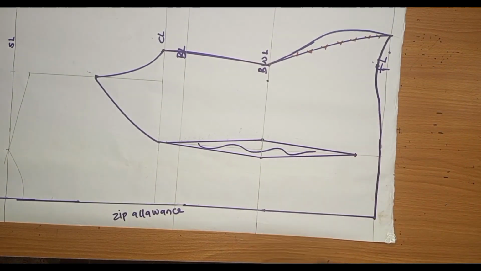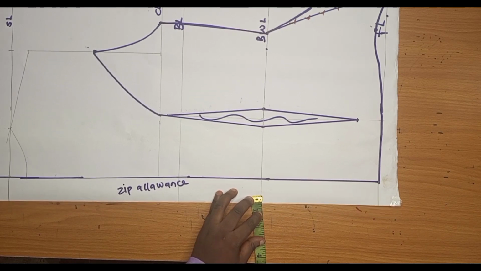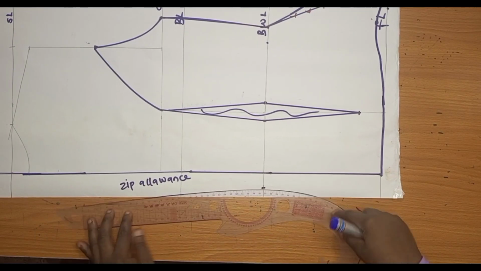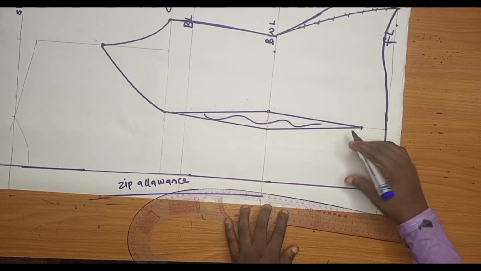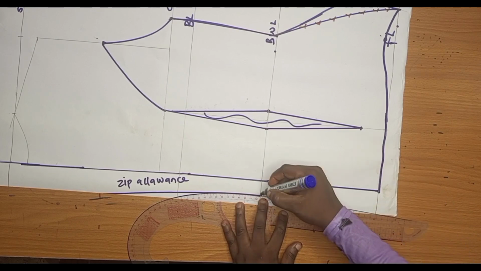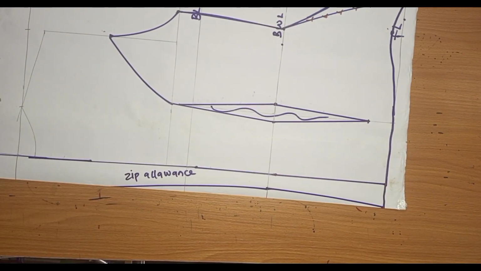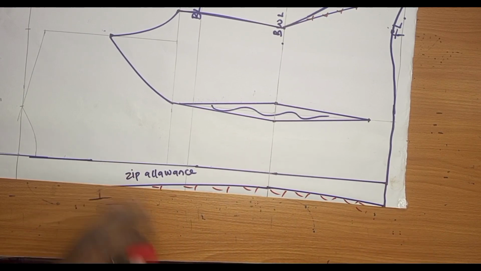Okay, now the next thing I'm going to do is from this zipper allowance part on the waistline, I will go in by half of an inch, and then I will connect it like so. This is to avoid any zipper bulginess. Okay, so after doing that, I'm just going to extend this full length line like so to the zipper allowance area. Now I'm going to be cutting this part off.